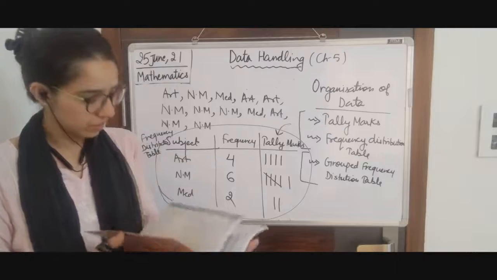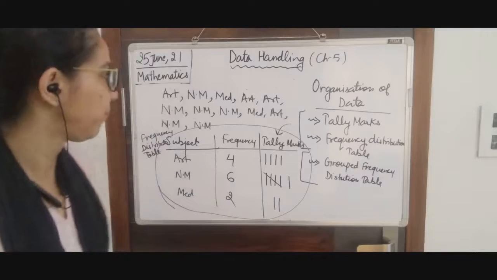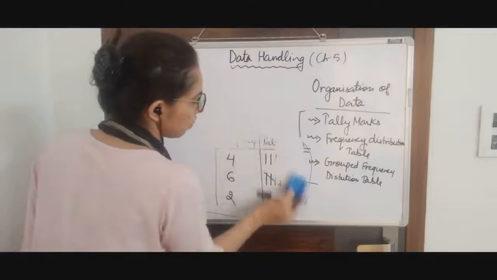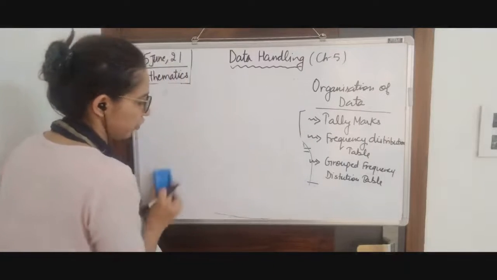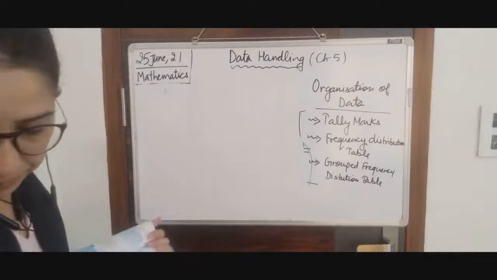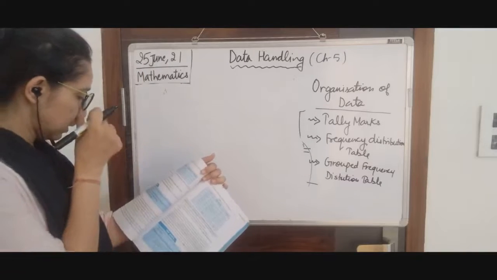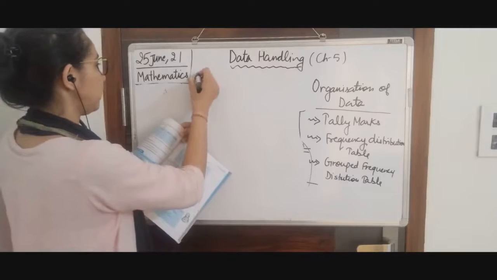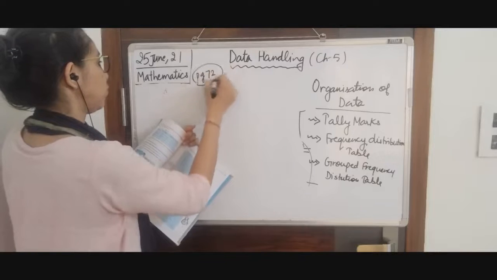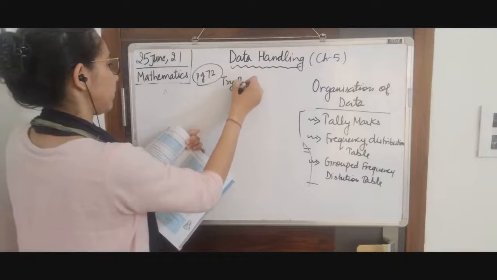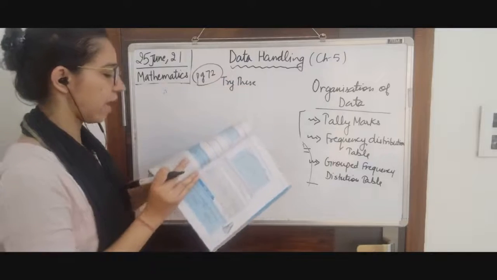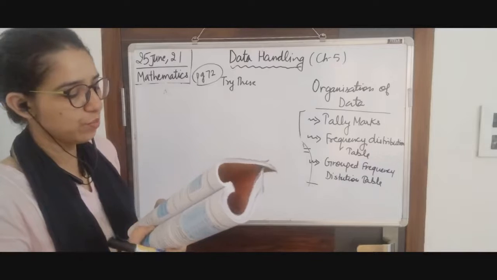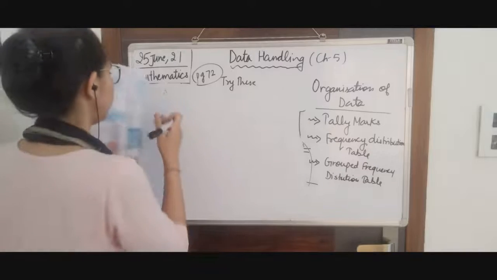Okay, we are going to take one example from our NCERT only, and we will check how we are going to use tally marks and frequency distribution. Suppose we are doing Try These, page 72. Here we have a group of students who were asked which animal they would like most to have as a pet, and they have a result as this.